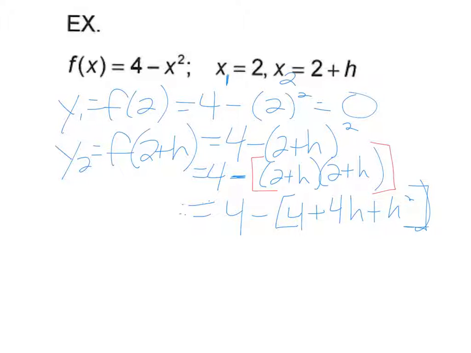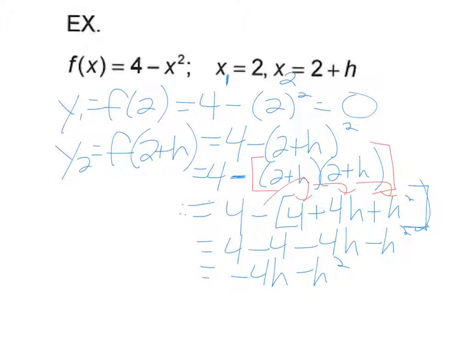Now, the minus in front distributes, so it's 4 minus 4h minus h squared. And when I combine like terms, I end up with negative 4h minus h squared. So all of that is y2. Now I'm ready to do the slope formula. So let me scoot this up a little bit.